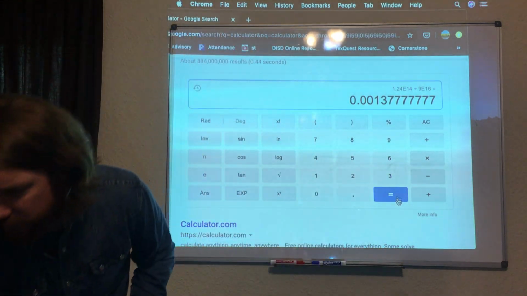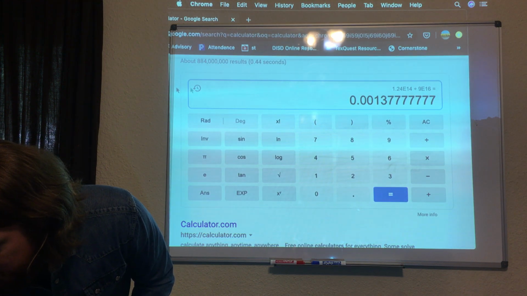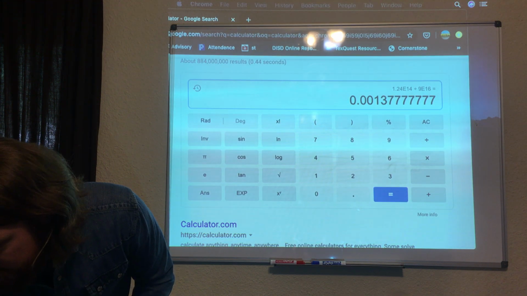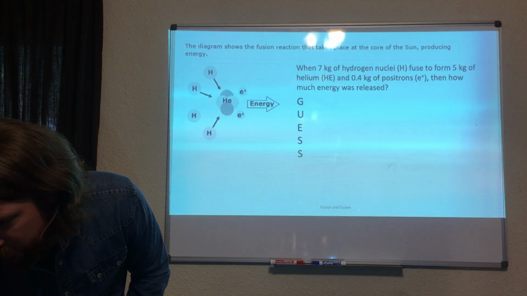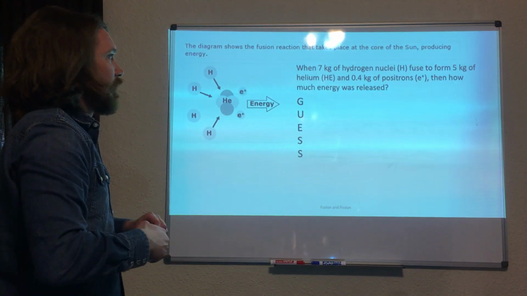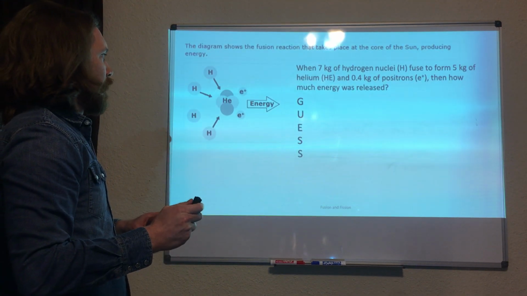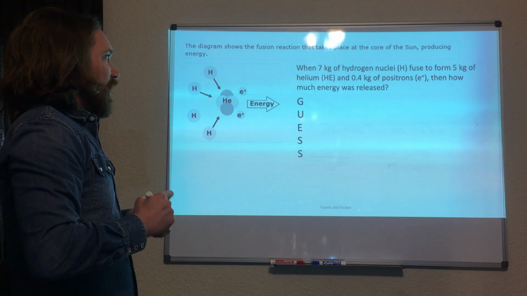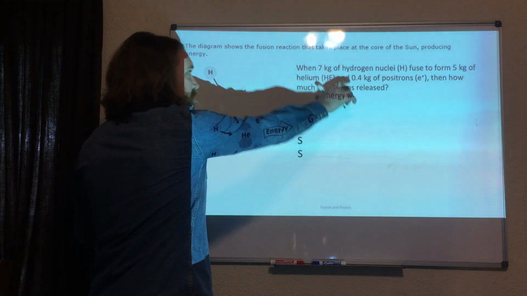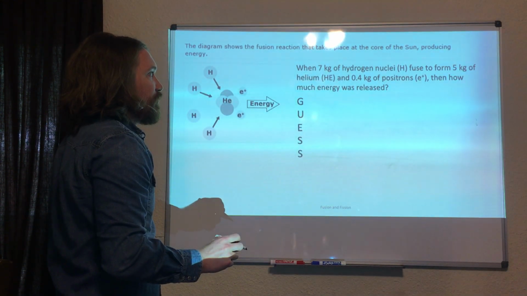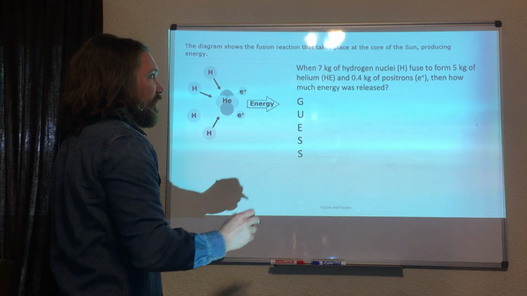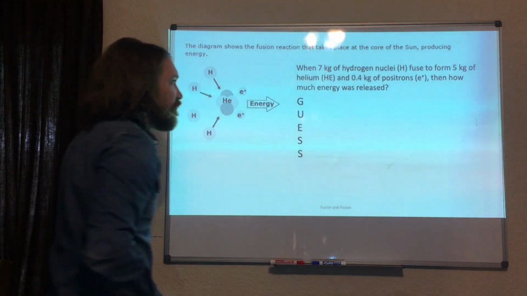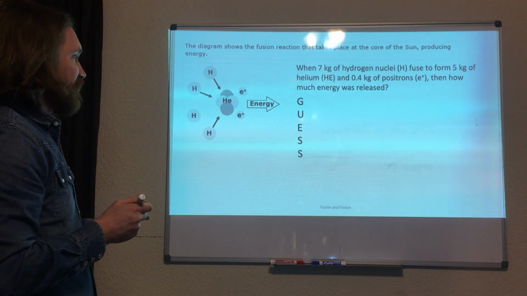All right. Let me see if I have one more problem in here. All right, so let's solve. All right, so again, this is another problem. It says you have 7 kilograms of hydrogen fused to form 5 kilograms of helium and 0.4 kilograms of positrons. How much energy was released?